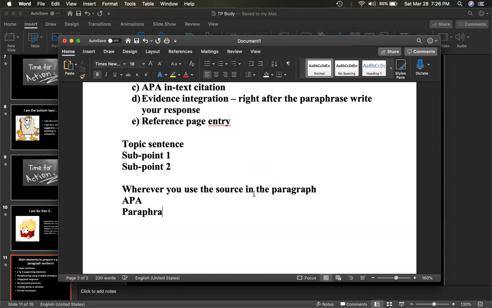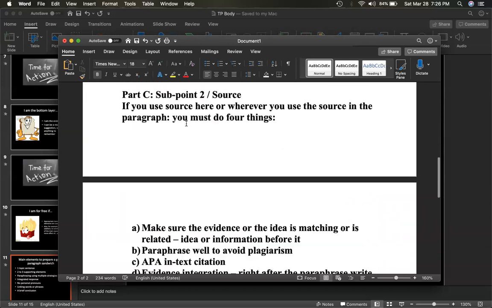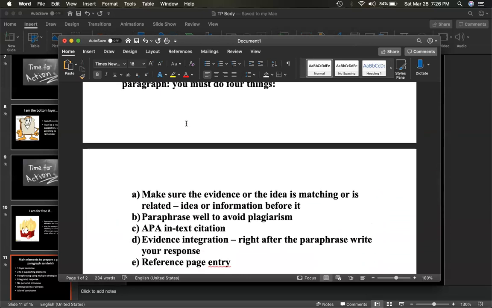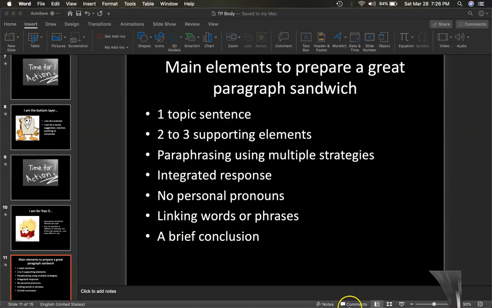But wherever you use the source, you have APA, paraphrasing, integration, the information before and after all matching, response, and then you will put the reference later on the references page. So this is a part, the paragraph, wherever you use it. Otherwise, you have two subpoints. Now, automatically, if you use the source, you will have three subpoints because you'll paraphrase an idea, you will write a response.